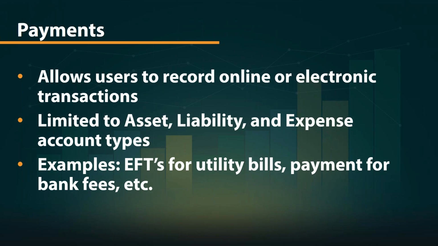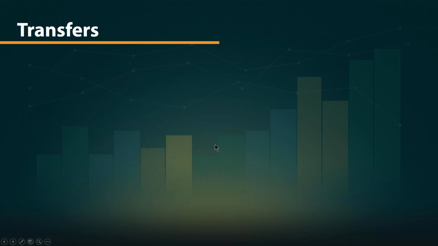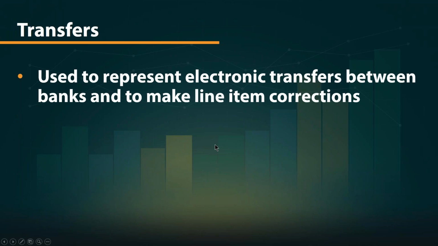And transfers allow us to transfer money from one account to another account. So when it comes to transfers, transfers are used to represent electronic transfers between banks and to make line item corrections. That is not true. I'm sorry. Transfers are used to transfer money between bank items. Oh, that is a true statement. Retract my retraction there. That is a true statement.